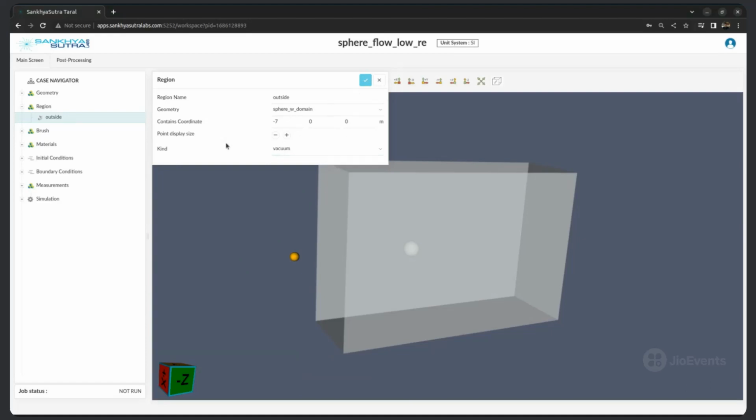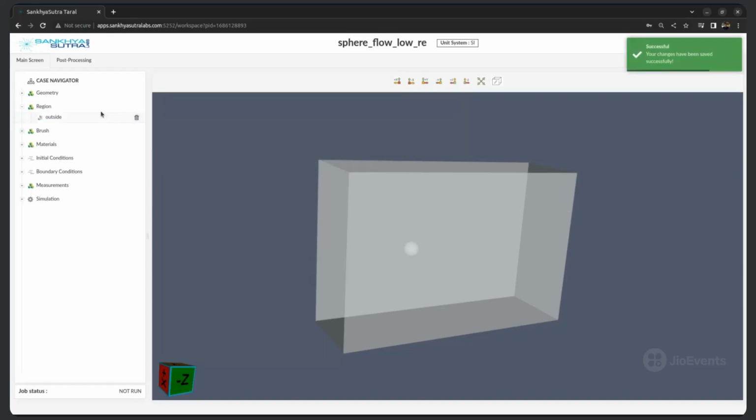And so you have two kinds of regions. One is called simulate, and the simulate region is where you tell the solver basically that this is the region that I want to simulate, and whatever you set as vacuum is not going to be simulated at all. So if I'm setting up the outside region, I don't want to simulate anything outside the domain wall, so I'll say it's a vacuum kind.